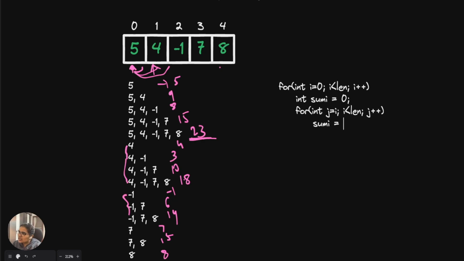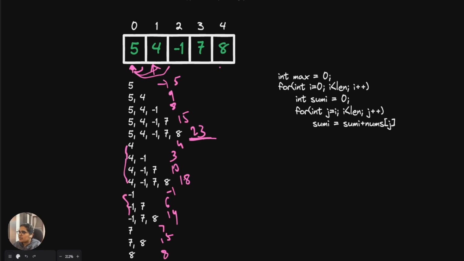So the sum of the latest subarray would be the previous sum plus current element, which would be nums of j. Now we have to keep track of max as well, right? So for that, let's say we take a variable called max, which we initialize to 0.